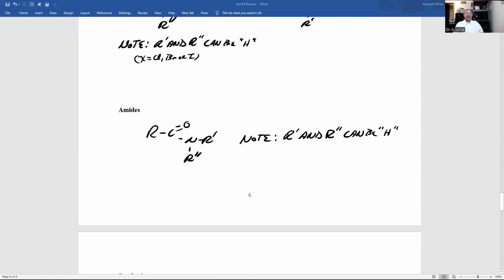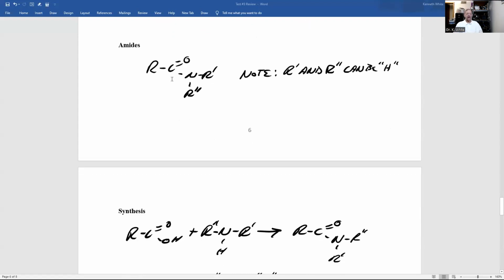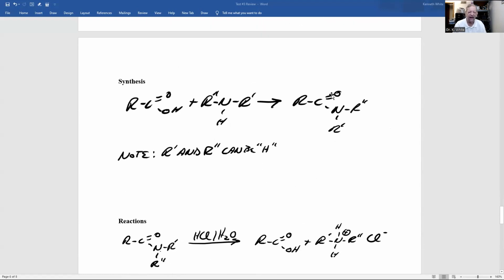Next, I talked about amides. And amides are where you have a carbonyl, R group, nitrogen with R prime and R double prime. Now, R prime and R double prime can be hydrogen, or they can be both carbons, or one hydrogen, one carbon. And how do you make an amide? You take a carboxylic acid and react it with either ammonia, that's when R prime and R double prime are both hydrogen, or a primary or secondary amine, and you make an amide.